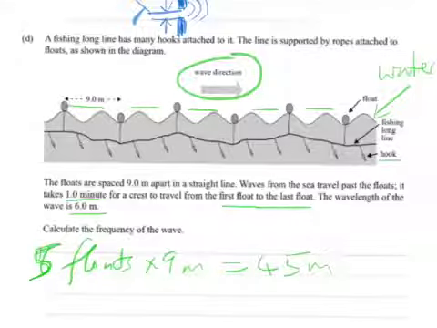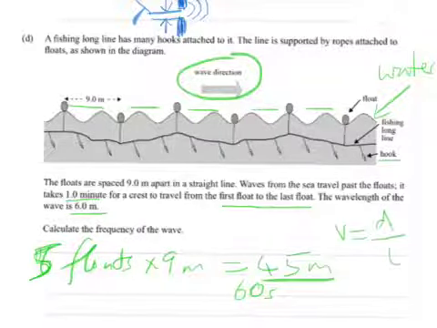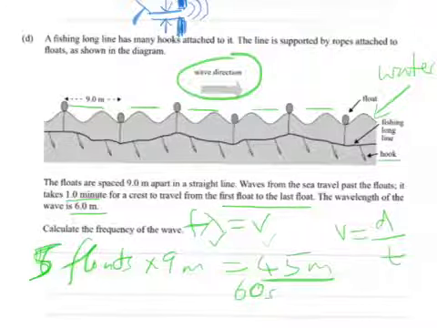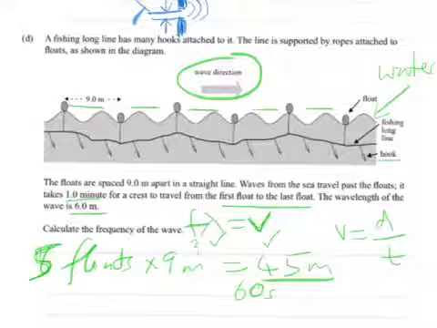Okay, it takes 1 minute to cover that distance, so 60 seconds to cover 45 metres. So we could work out a velocity if we needed to. Because velocity being distance covered over time, the velocity of the wave would be 45 metres divided by 60 seconds. And we're told the wavelength is 6 metres. So it looks like we're going to have to use our v equals f lambda, because we know the wavelength, we can calculate the velocity, v, and we don't know what the frequency is, and we're asked to find that out.